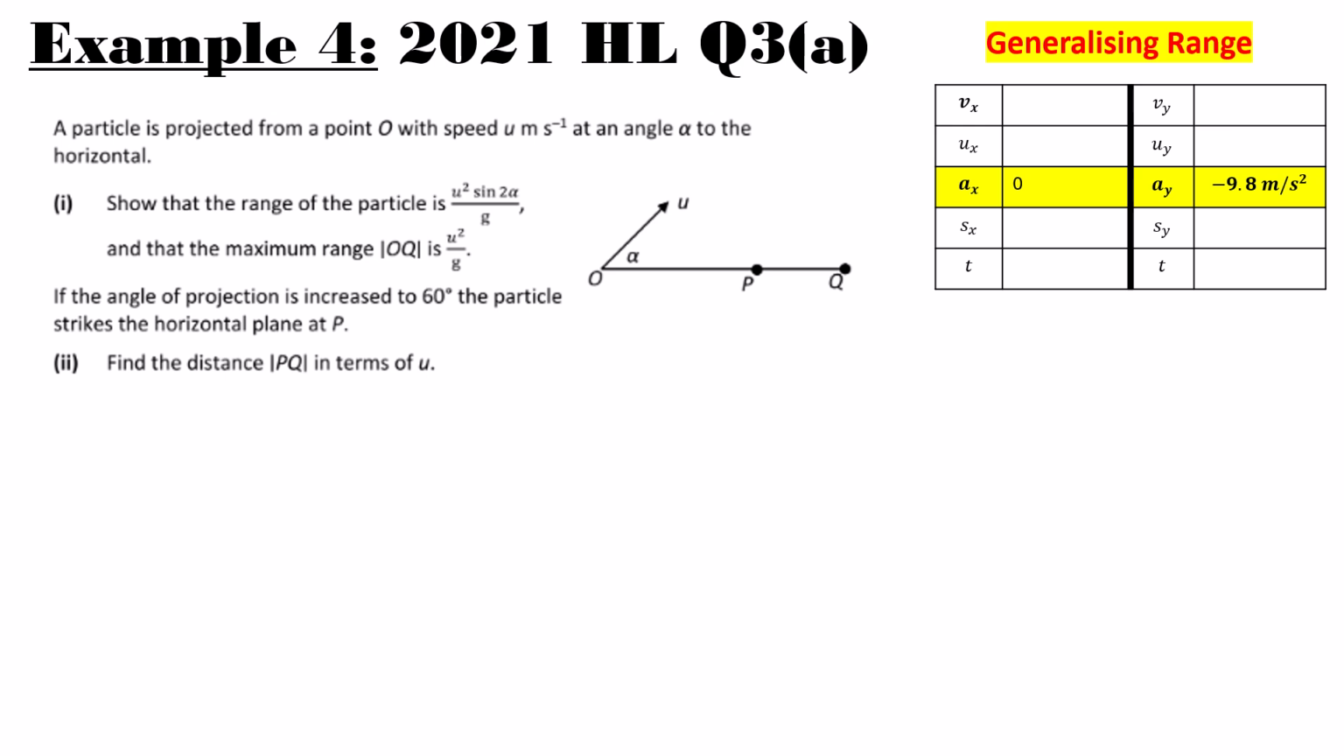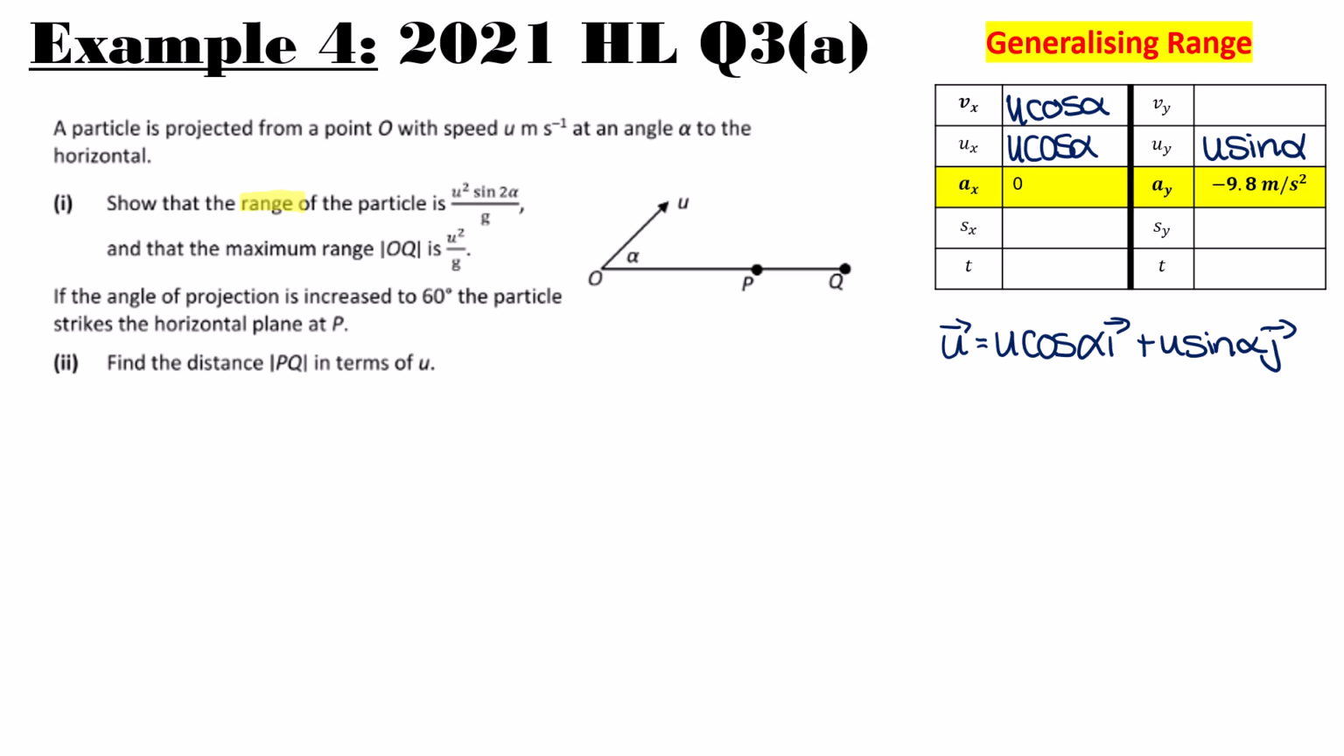So don't panic about the format or what way they've given you the answer. Focus on the fact that they've asked us to get the range. So we're going to work through this question just like we would any question. I've set up my table and put in my acceleration. Next I'm going to put my initial velocity. In general, that's u cos alpha i plus u sine alpha j. So u cos alpha, u sine alpha, and we can also put u cos alpha into v.